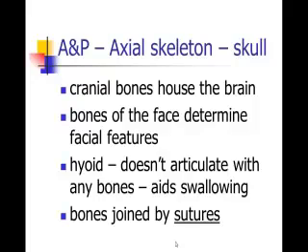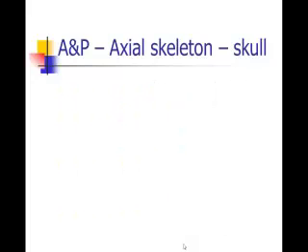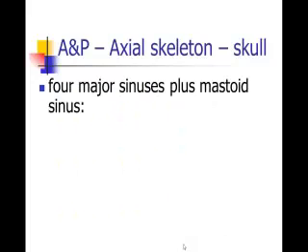Okay. Bones are going to be joined by sutures. Sutures aren't completely sealed until you're about 50 years old. They are non-movable joints, but initially there's fibrous periosteum between the bones. Eventually that becomes bone, and the bones do fuse together. So there are going to be four major sinuses in the skull, plus the mastoid sinus. These are grant things. They're named for the bones they're in. So we have frontal sinus, sphenoid sinus, ethmoid sinuses, and maxillary sinuses. That's the four. And then the mastoid sinus, as I said.